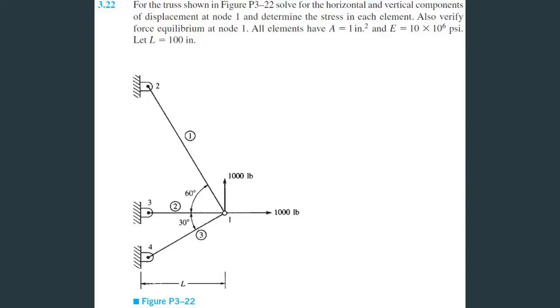322, this one's a little long, so I'm gonna keep it short. They give us EA and the length. We have to find the vertical component and the horizontal component of node one, the stress in each element, and then verify the force at node one. So let's go ahead and get started.